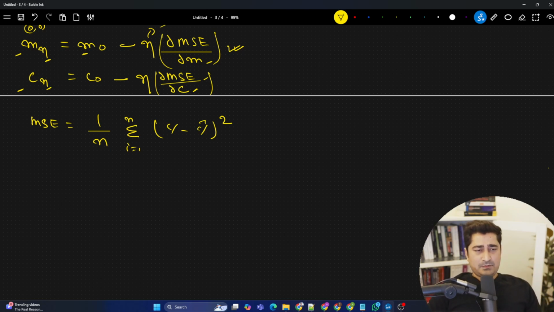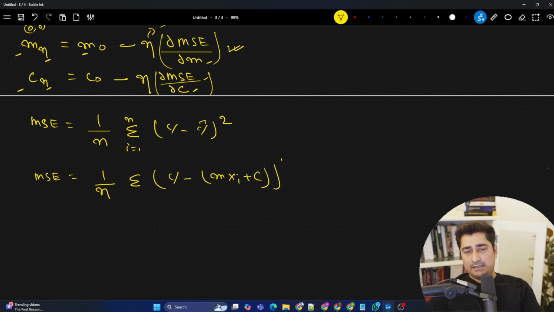Okay, so I can try to write this equation even in this way. Summation of y minus y hat we have, right? So y hat I can write as m of xi plus c, and then a square. So I'm just replacing this with the equation of the line, simple, right? Because this is the line which is going to give me a prediction.